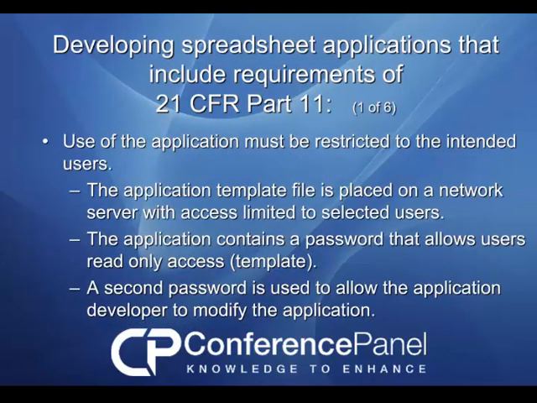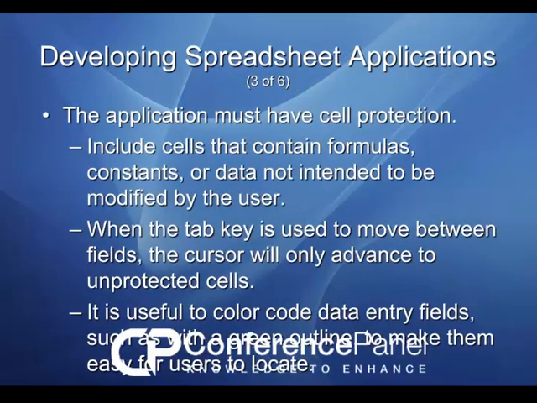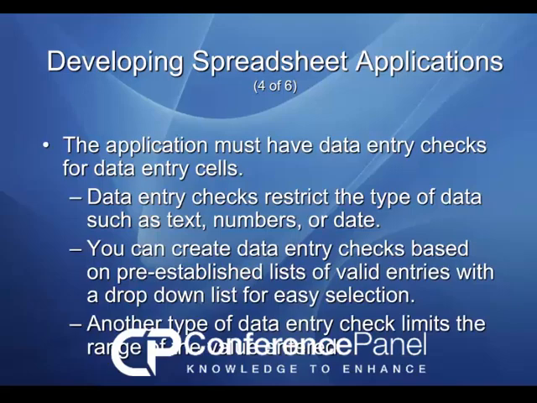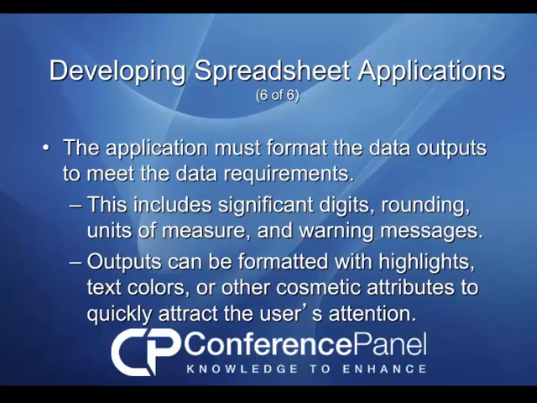All right, let's go through the 6 requirements for a Part 11 compliant spreadsheet. Number 1, use of the application must be restricted to the intended users. Number 2, the application must contain a version designation. Number 3, the application must have cell protection. Number 4, the application must have data entry checks for data entry cells. Number 5, the application must have an audit trail. Okay, number 6, the last one, the application must format the data outputs to meet the data requirements.